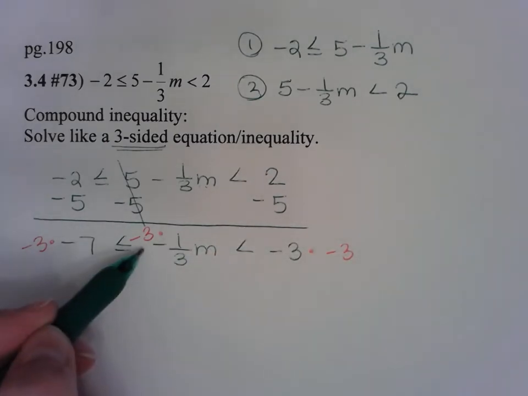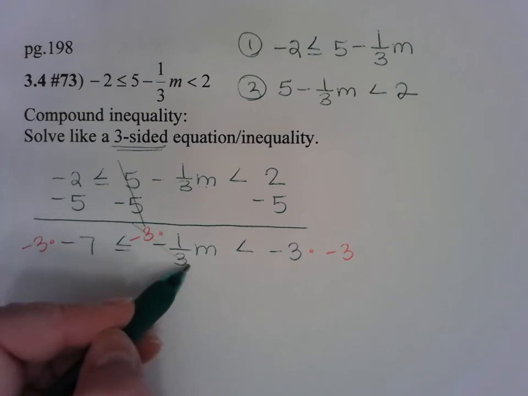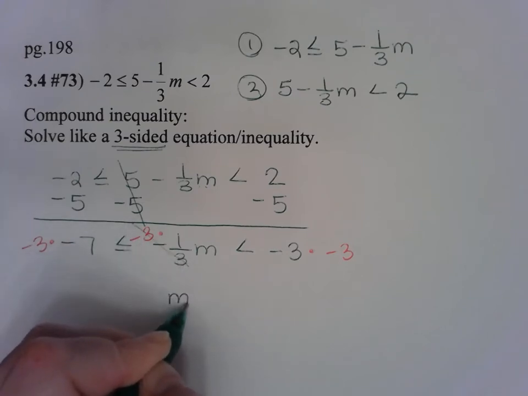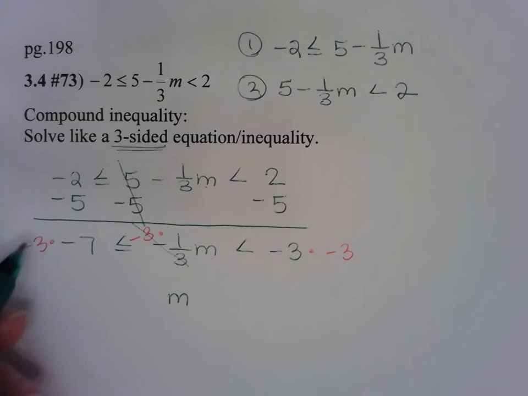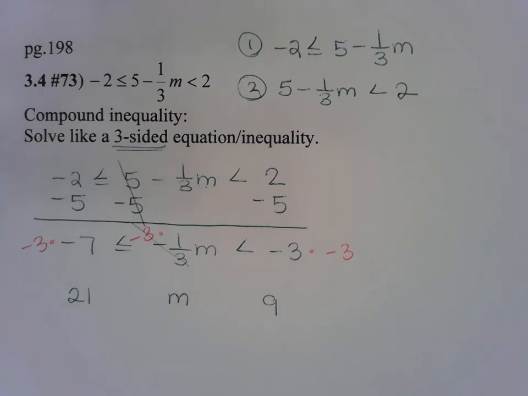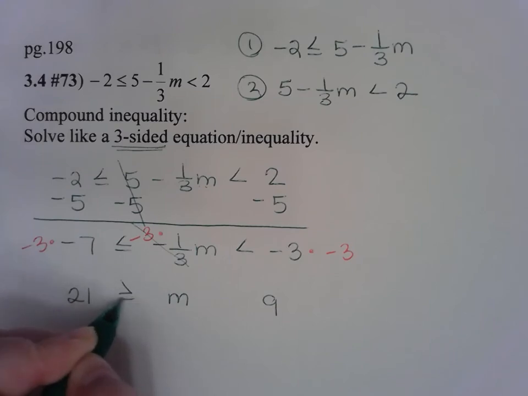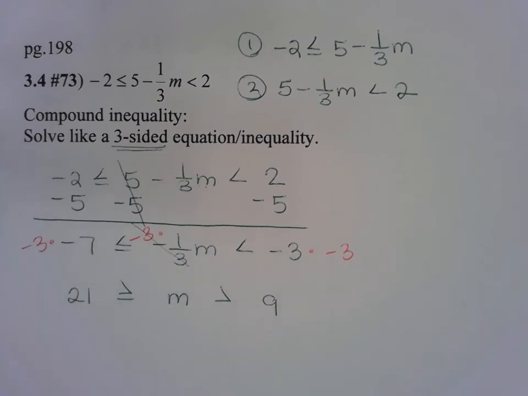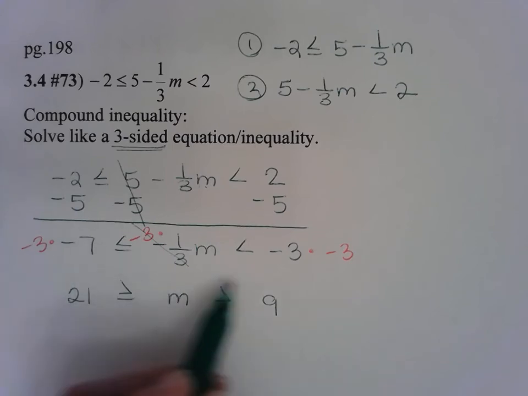In the middle, that's going to cancel, right? And I'm going to just be left with m. On the left, it's going to give me 21. And on the right, it's going to give me 9. Now, just like in the last problem, remember if I multiply or divide by a negative, I have to flip. That works for this method too. So we have to flip both of the inequality symbols. Okay, and so we're left with this result.